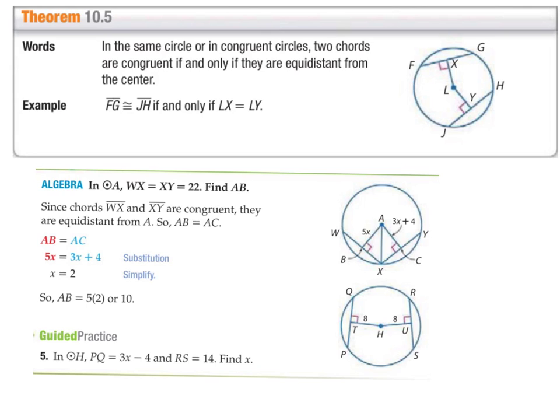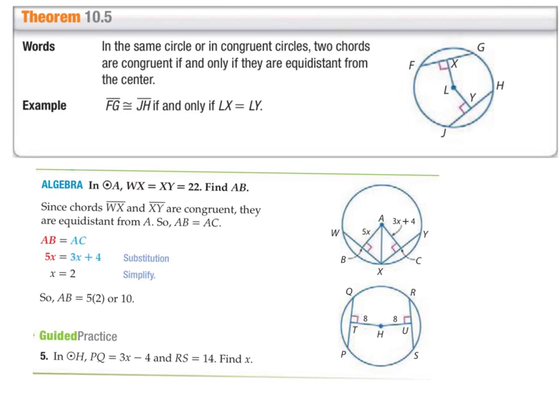The second theorem about chords and congruent arcs is Theorem 10.5. In the same circle or in congruent circles, 2 chords are congruent to each other, same shape and size, if and only if they are equidistant from the center.